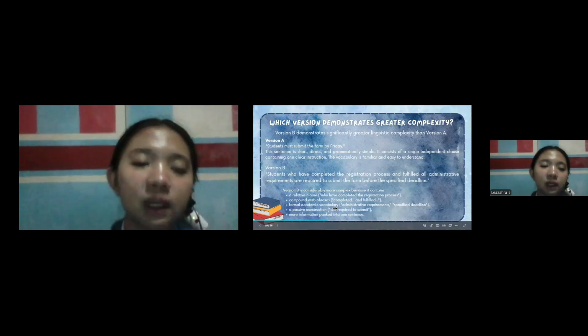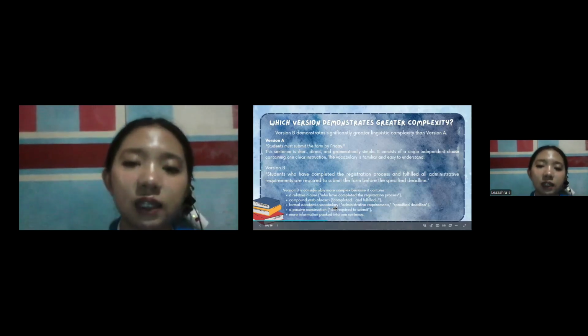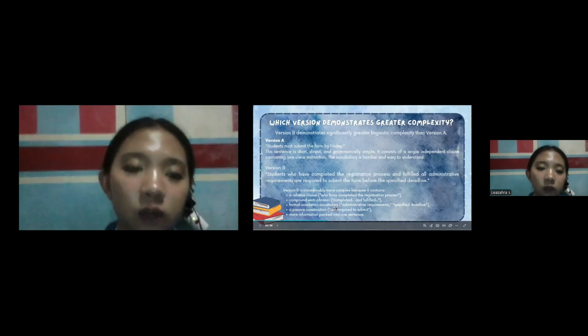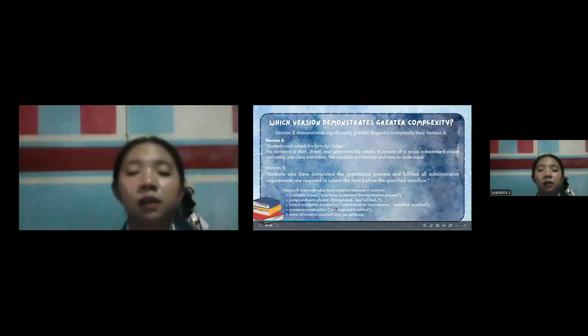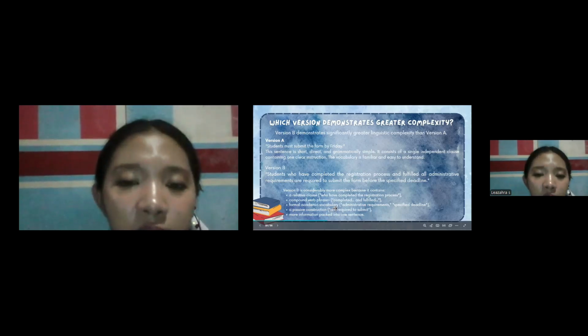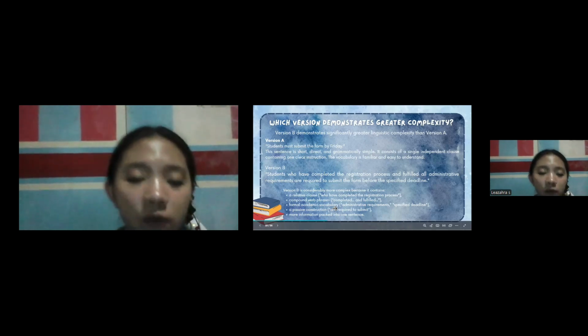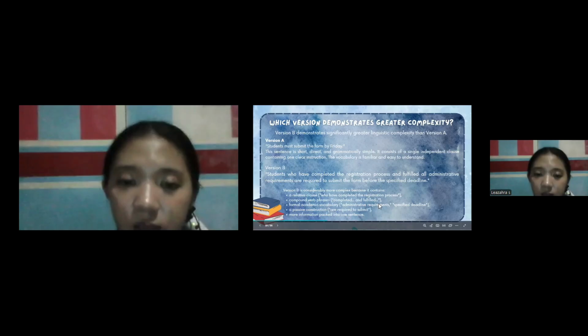And for version B: students who complete the registration process and fulfill all administrative requirements are required to submit the form before the specific deadline. Version B is considerably more complex because it contains a relative clause, compound verb phrase, formal academic vocabulary, a passive construction, and more information packed into one sentence.